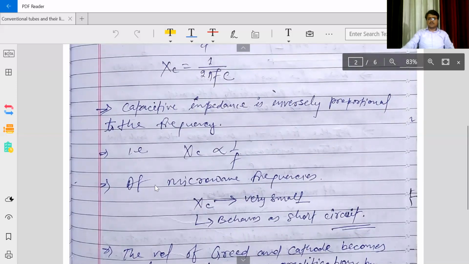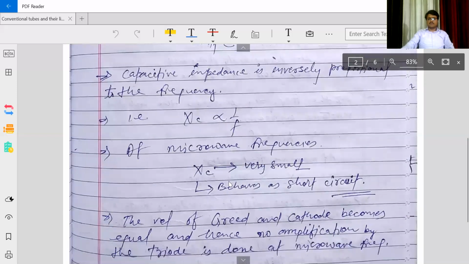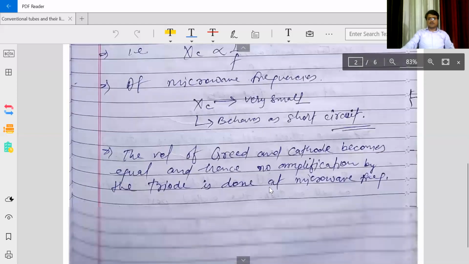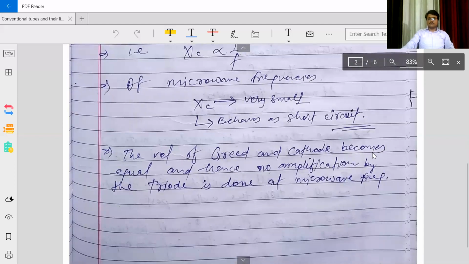So at microwave frequencies, Xc will be very small because of this inverse relationship. As F increases, Xc decreases, so Xc behaves as a short. The voltages of grid and cathode become equal, and hence no amplification by the triode is done at the microwave.